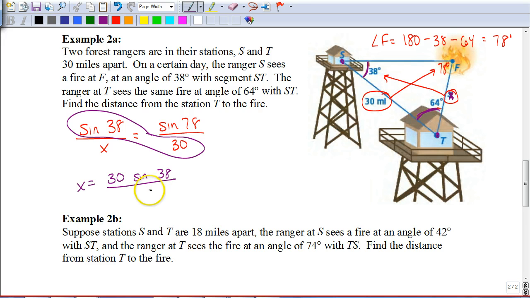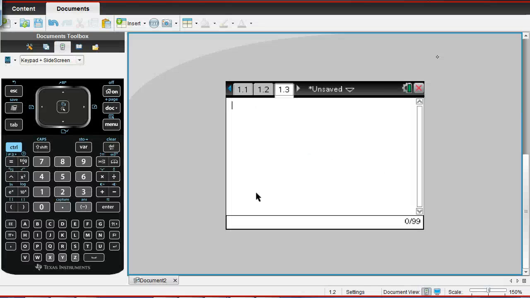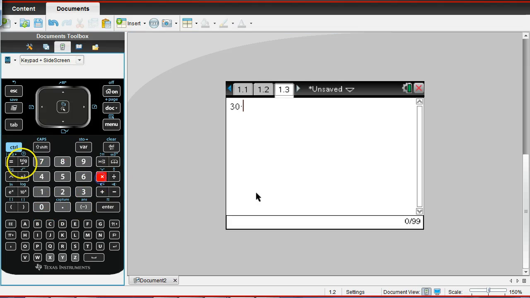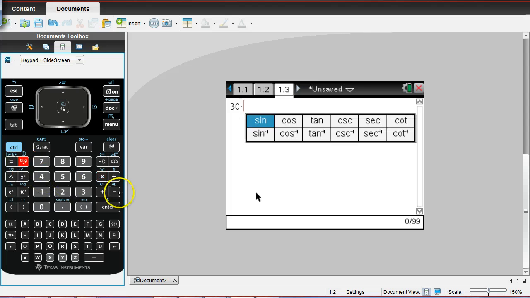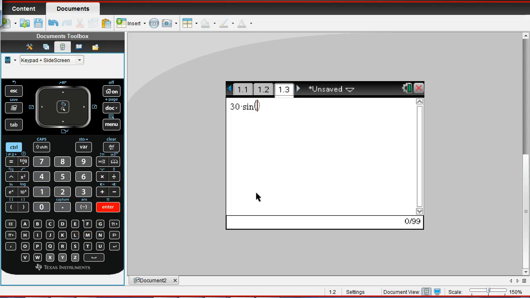because otherwise people often make mistakes forgetting to close off the parentheses. We're still going to have to close off the parentheses. I'll show you what I mean by that here in a second. But we're going to end up dividing by what's left over here, the sine of 78. So if we go to our calculator here, we're going to type it in like this. We're going to take 30 times the sine of 38. Now you want to close off the parentheses and then divide by the sine of 78.